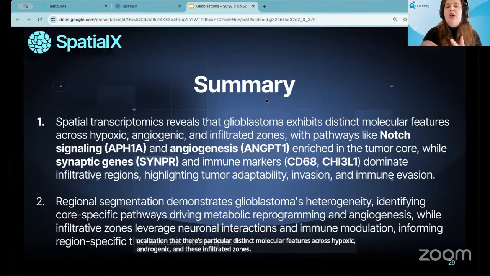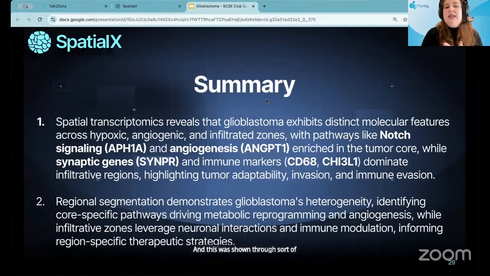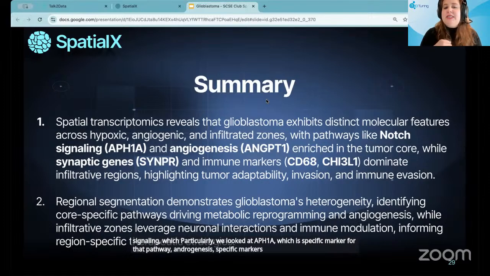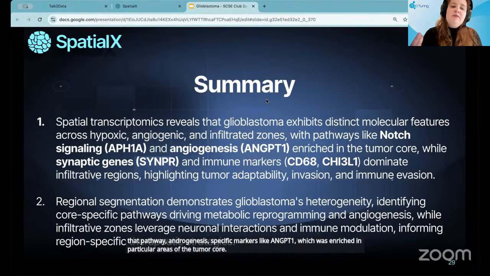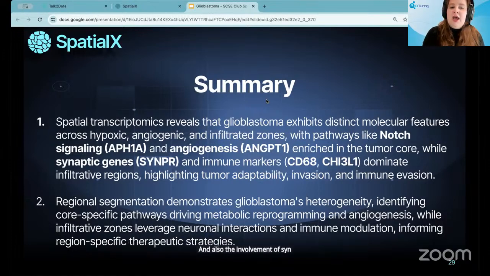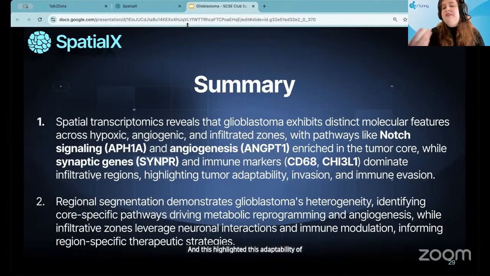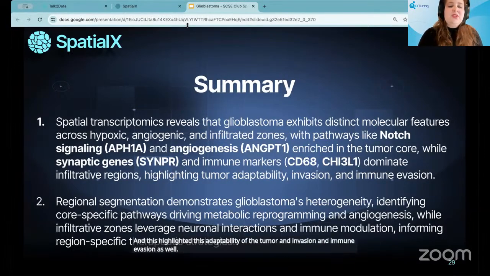And this was shown through the enrichment of pathways like Notch signaling, where we looked at APH1A, which is a specific marker for that pathway, and angiogenesis markers like ANGPT1, which was enriched in particular areas of the tumor core. Also the involvement of genes like C1QC, which is more of an immune marker, and CD68, which really dominated very particular infiltrative regions. And this highlighted the adaptability of the tumor, and invasion and immune evasion as well. So this is the main aim.